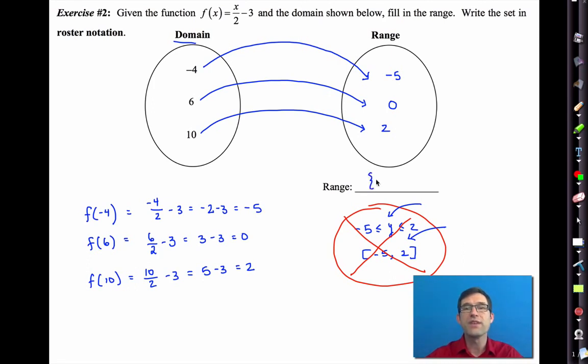So we list them with these curly brackets. Okay, this is what's called roster notation. We just list them, negative 5, 0, and 2. Negative 5, comma 0, comma 2. All right, we just list them out.